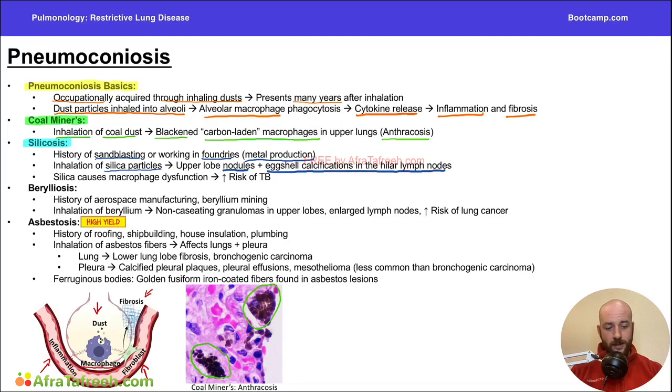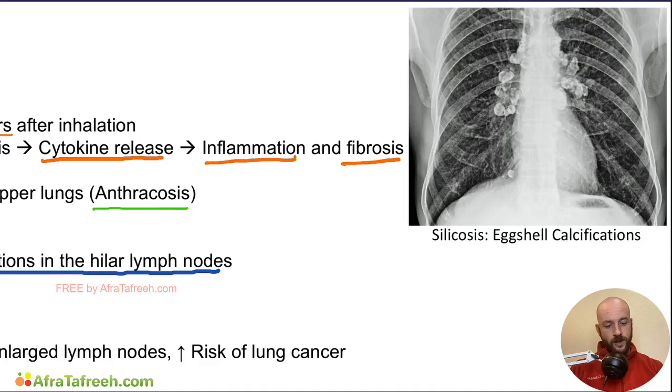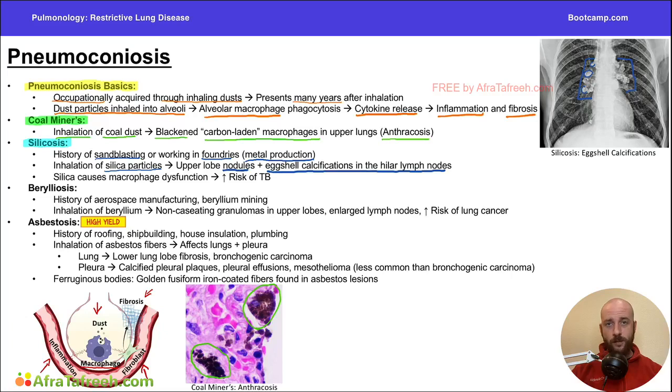And so if we take a look at this chest x-ray here, these regions right here represent where the hilar lymph nodes are located, and we can see these calcifications present that resemble eggshells. And furthermore, when silica particles are phagocytosed by macrophages, they tend to cause macrophage dysfunction, and macrophages are really important for containing and preventing tuberculosis infection. So in silicosis, when we have macrophage dysfunction, this is going to increase the risk of a tuberculosis infection.